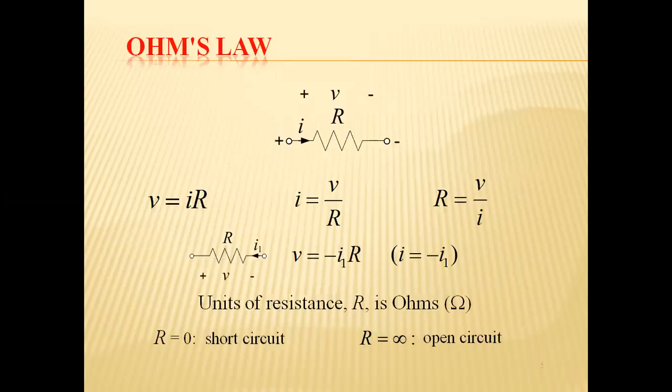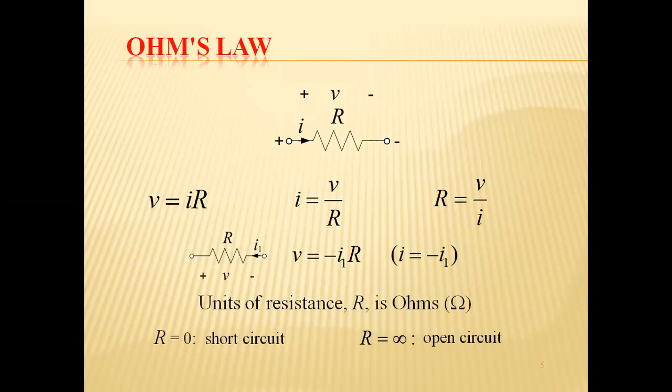Then come to the statement of Ohm's law. According to Ohm's law, voltage is directly proportional to current. As you can see, this is a resistance and current I is flowing through the resistance. The voltage drop across the resistance is shown by V, with polarity plus minus. So V is equal to IR, and I is equal to V by R. Accordingly, R is equal to V by I.